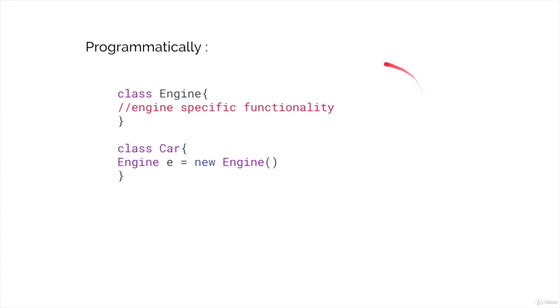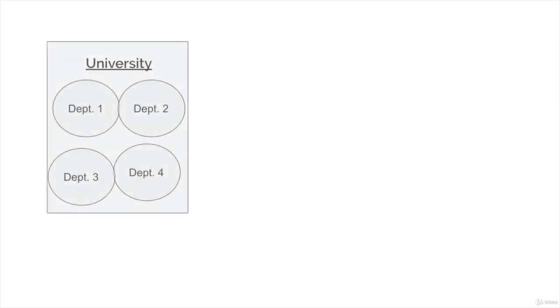This is how it will be implemented. We first define the class Engine, and then in class Car we create an object of Engine type. This relationship is then known as the has-a relationship. The has-a relationship is also known as composition or aggregation, but there is a slight difference between these two terminologies. Let me explain that to you. Let's take an example of a university which has several departments.